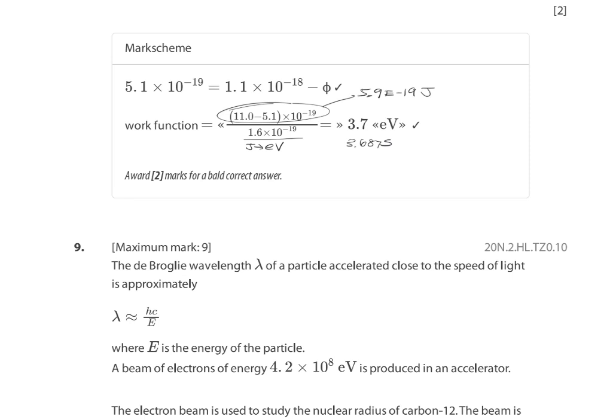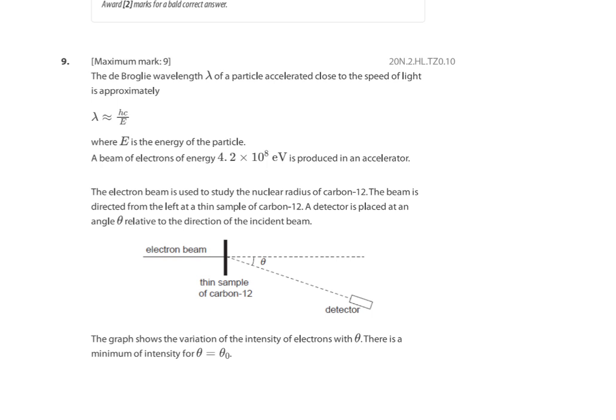We had 13 minutes. Maybe we can sneak in number 9. Compton scattering. Good. I was getting sick of the photoelectric effect. So, the de Broglie wavelength lambda of a particle is hc over the energy. That's also for a light photon, but that's all particles. So E equals hc over lambda, so lambda is hc over E.